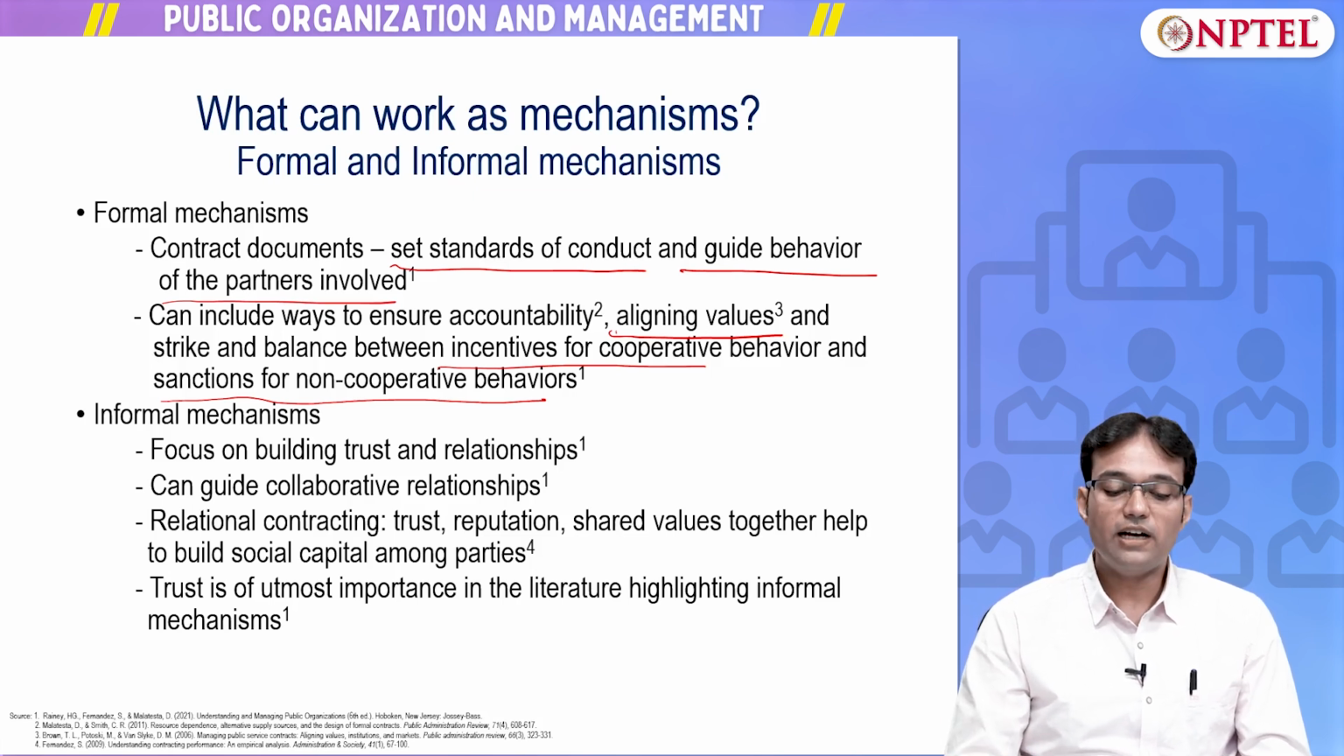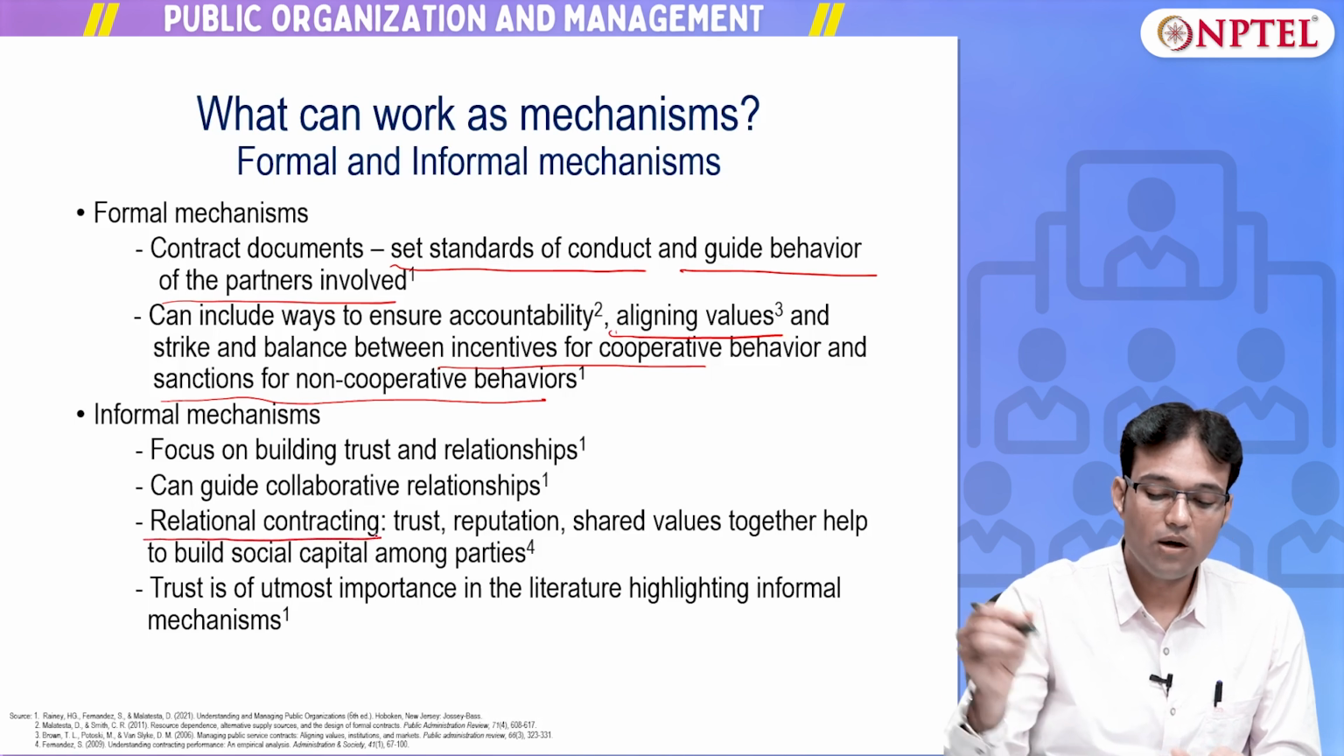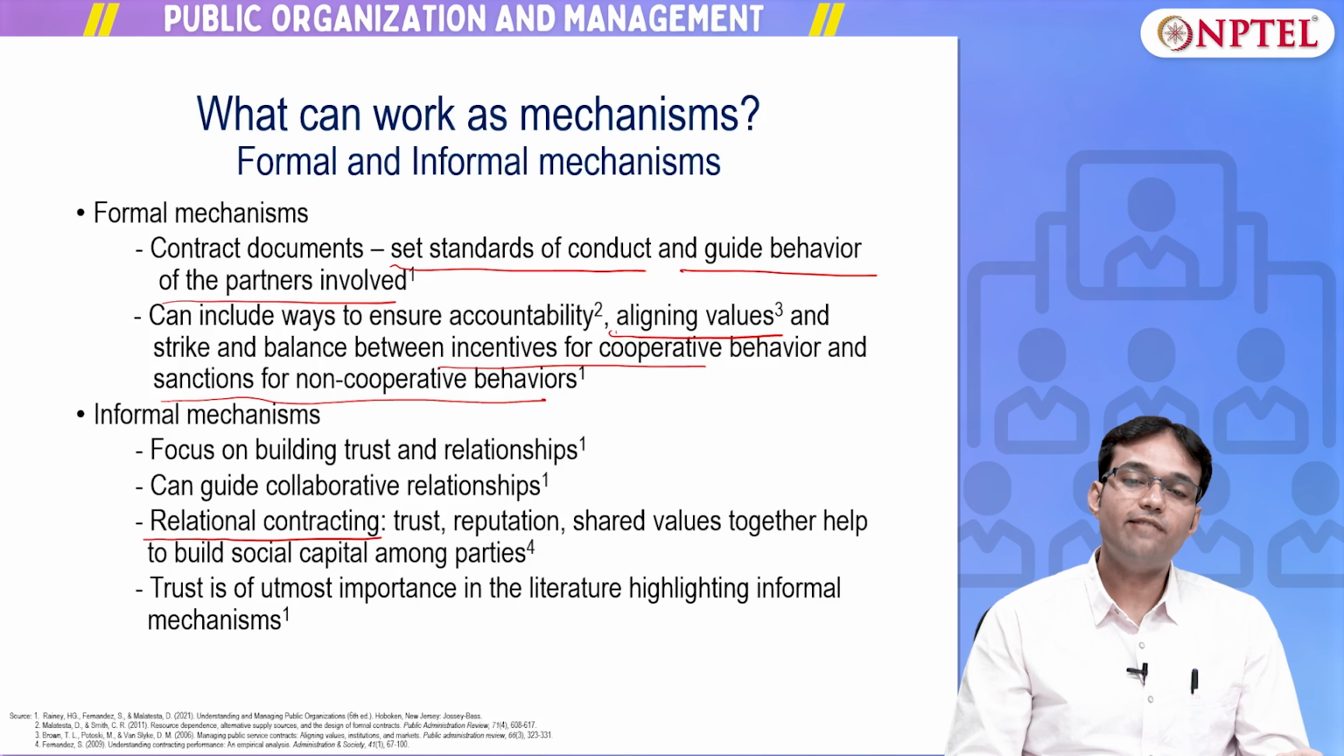Informal mechanisms, on the other hand, focus on building trust and relationships. Now, these informal mechanisms can also guide collaborative relationships. In the literature, they are sometimes termed relational contracting between the partners. According to this literature, the factors of relational contracting include trust, reputation, and shared values, and they can help build social capital amongst the partners.